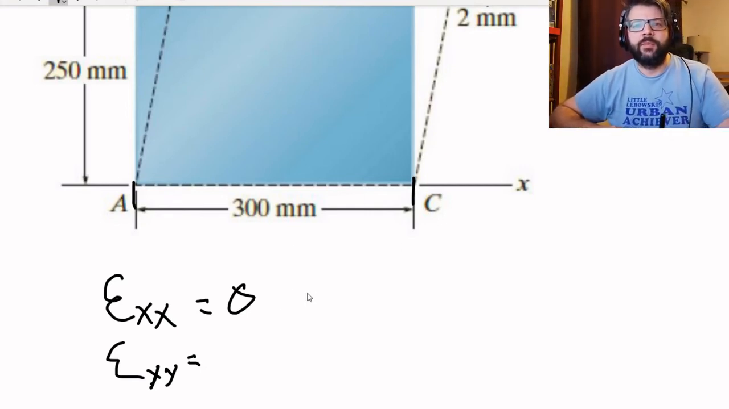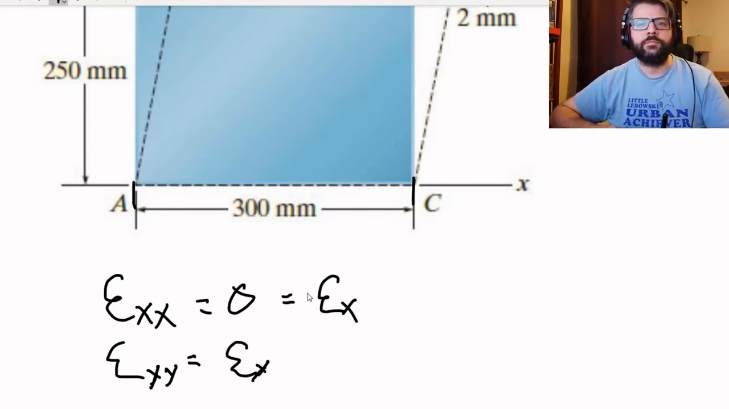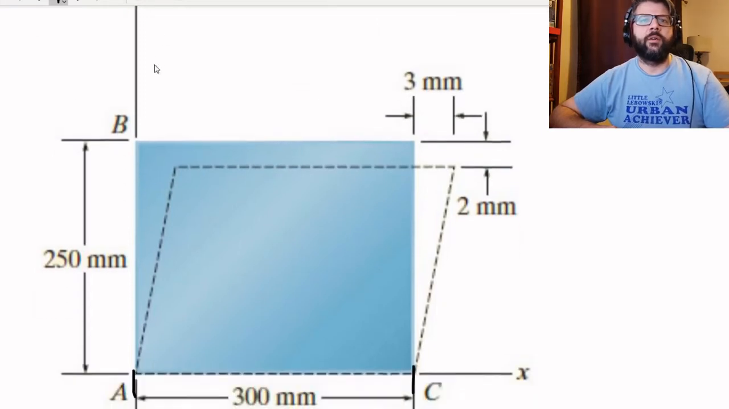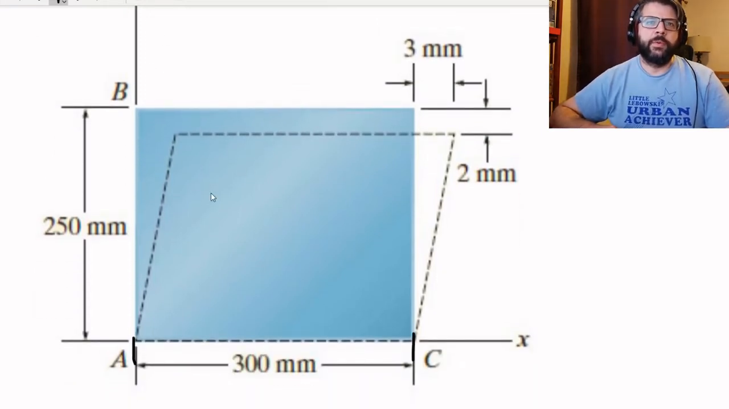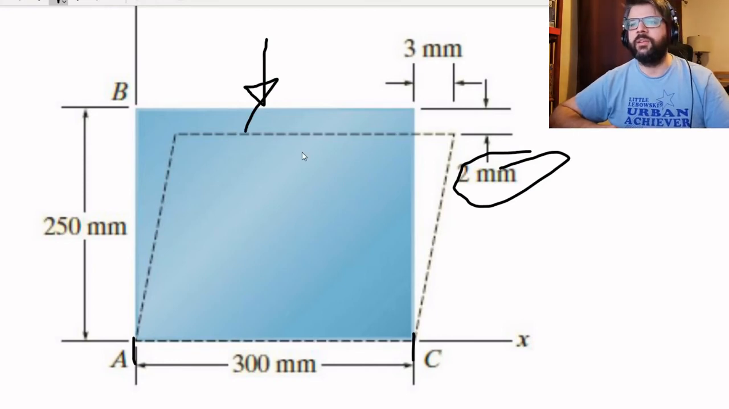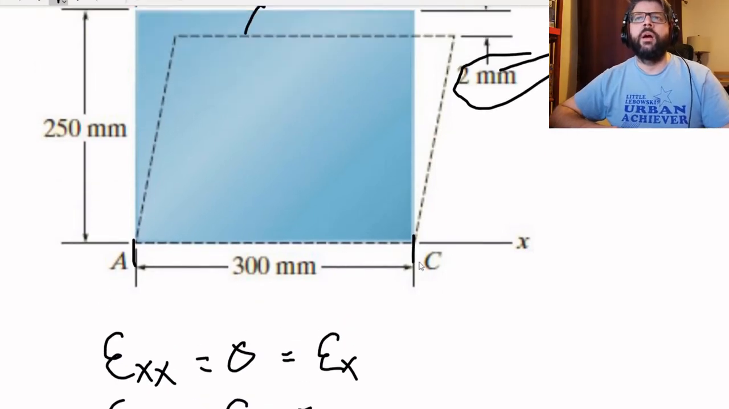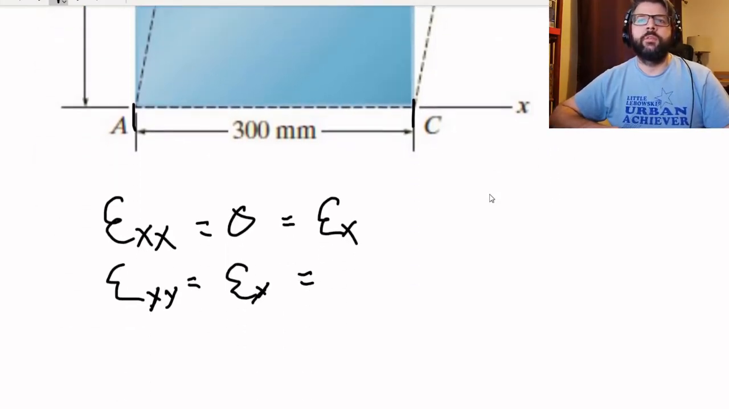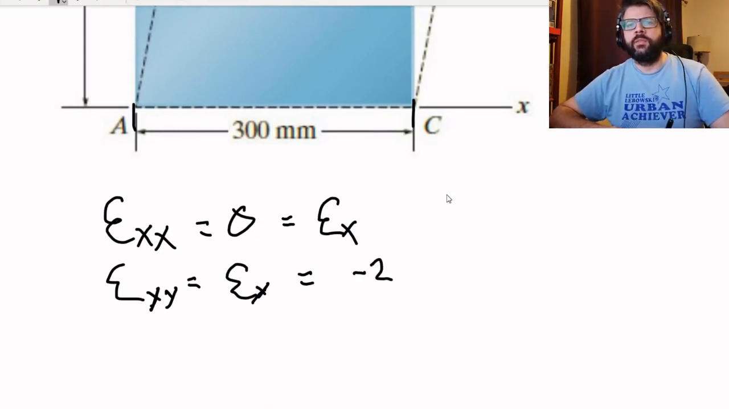Same thing. So in this case, because we're making that small angle approximation, all of this 2 millimeter drop here is only due to the normal stress that is applied. So that'll be based upon this. It is going to be -2 millimeters divided by 250 millimeters. That's supposed to be millimeter, not a meter.